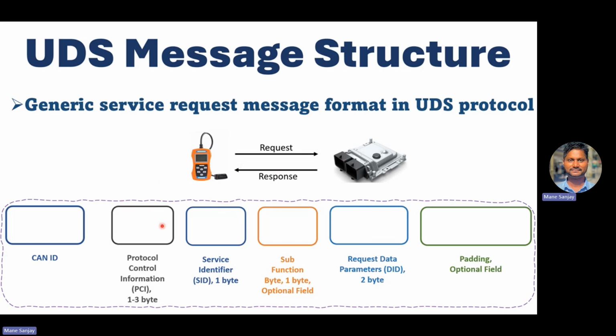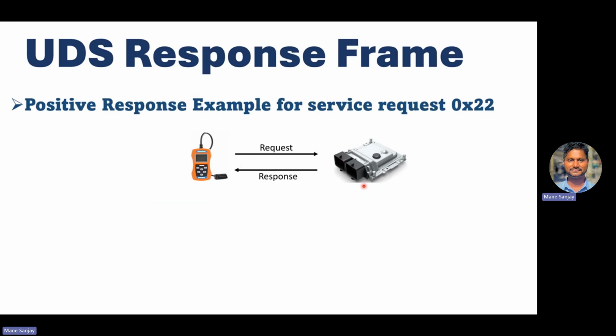So now we have seen the request. Now let's see about the response. There are two types of response. Either you can get a positive response or you can get a negative response. Now we have gone through the main aspects of the UDS request. Let's look briefly at the response frame. When the ECU responds positively to the UDS service, the response frame is structured with similar elements as the request frame.